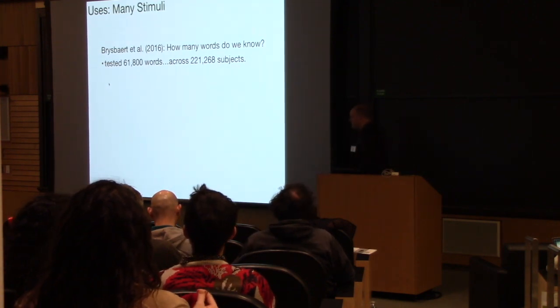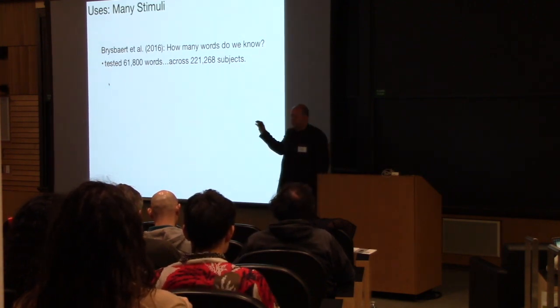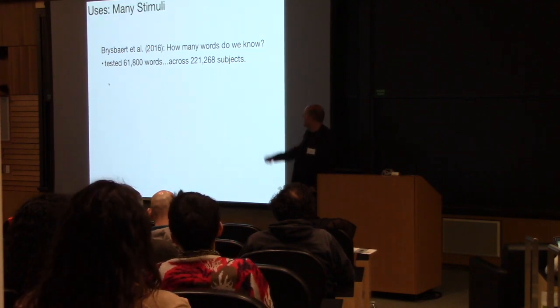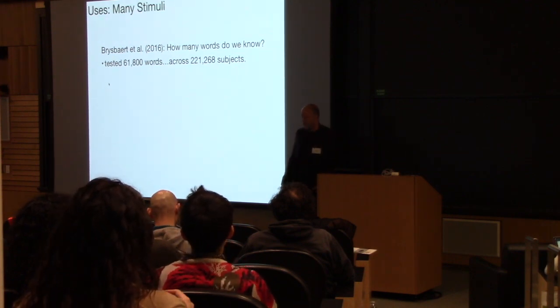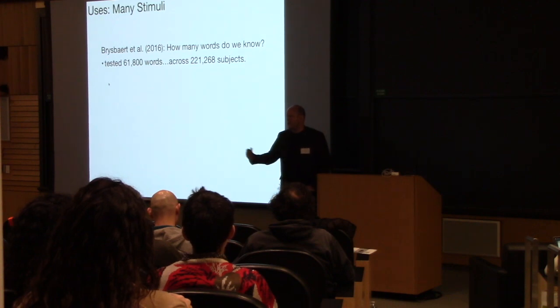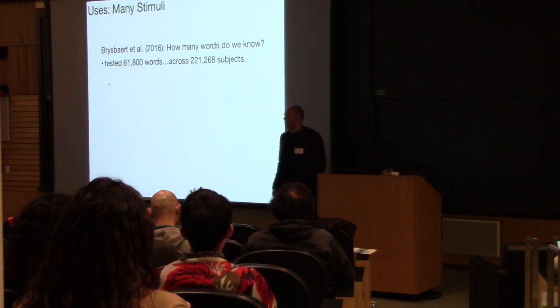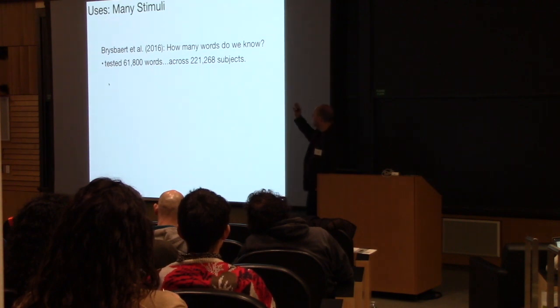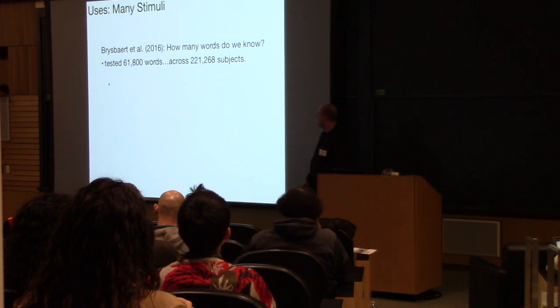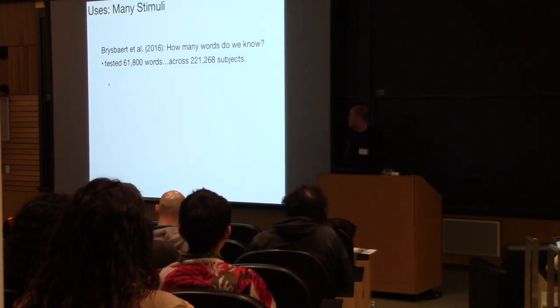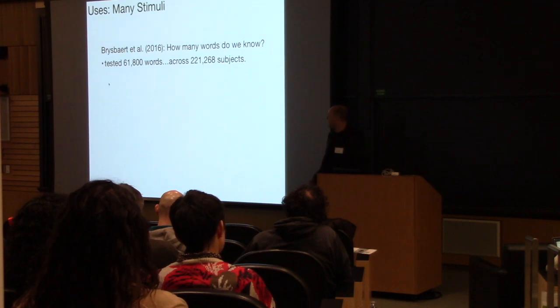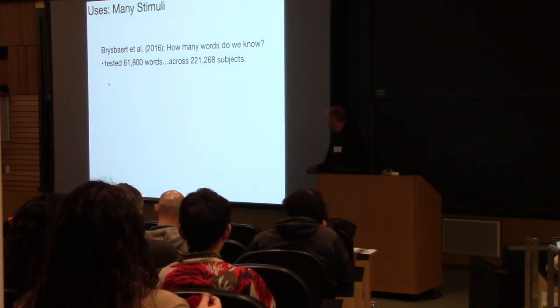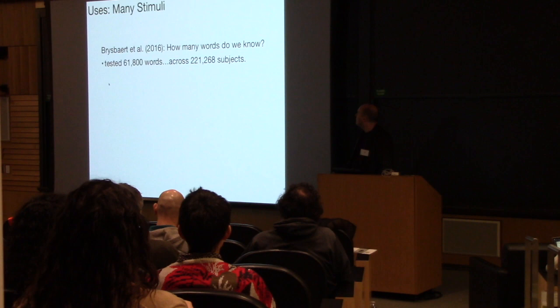Other things we can do is test lots and lots of stimuli. So people have been interested forever in how many words somebody knows. Part of the problem is, if we just wanted to experiment with somebody here, I could start asking Jordan, do you know this word, do you know that word? And at a certain point, Jordan's going to get up and walk away long before we run out of words to ask him about. But by spreading 61,800 words across 221,268 subjects, they were able to estimate roughly how many English words people know. And if you want to know, you should find the study, because I don't remember. It was a cool result.